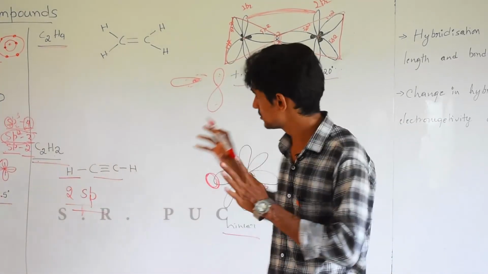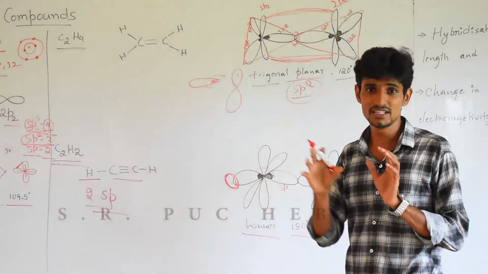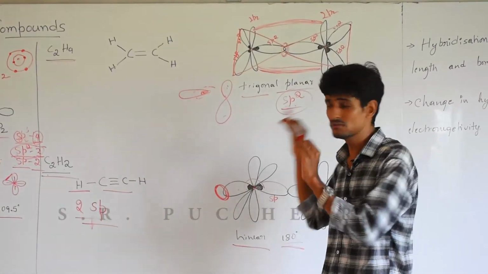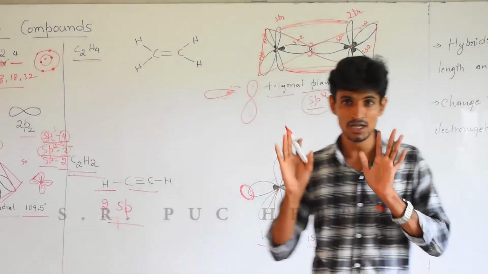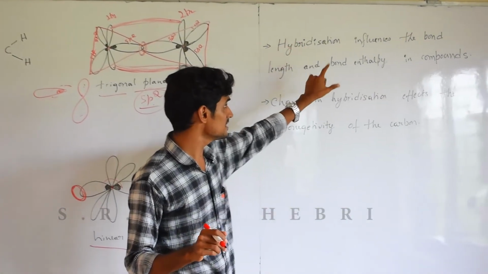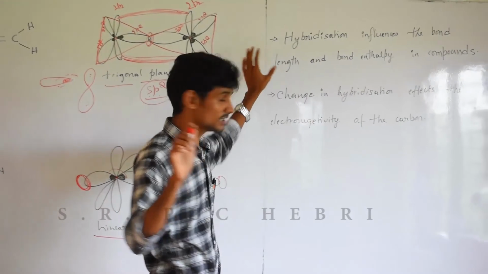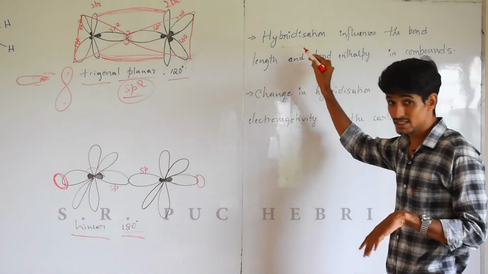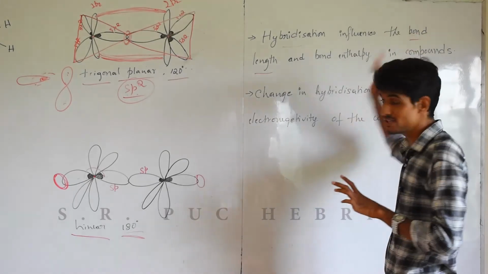Now I have told you many things about hybridization. Hybridization you will study in a separate chapter. Here you have to focus on the shape of the carbon compounds. Two little concepts are remaining. Hybridization influences the bond length and bond enthalpy of compounds. I have told you about sp3, sp2 and sp. The change in hybridization also influences the bond length. How does it influence the bond length?